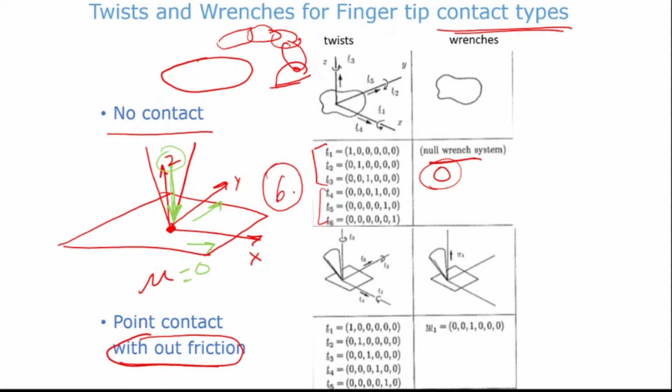What about moment? You cannot apply a moment also because it's a point contact and there is no friction. So mu is equal to 0. It won't support a moment. Okay. So in that case, what are the twists possible and wrenches possible? Let's look at the wrenches first.